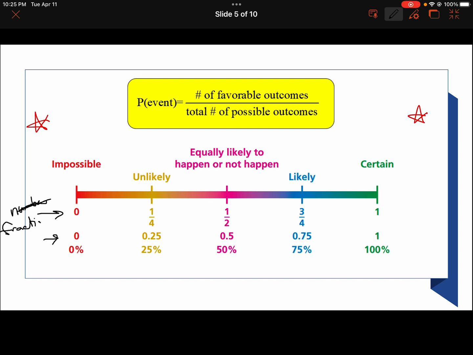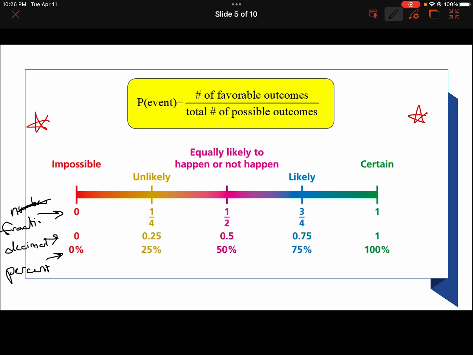Then we have the decimal form. So this is just like when we were in our percent unit, and the final form, percent form, which makes the most sense, but quite honestly, when it comes to testing, a lot of times they put it in decimal or fraction form.